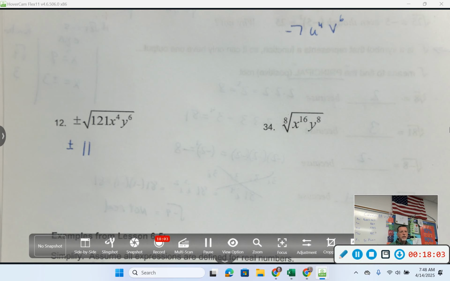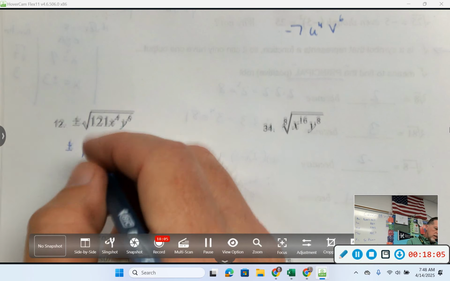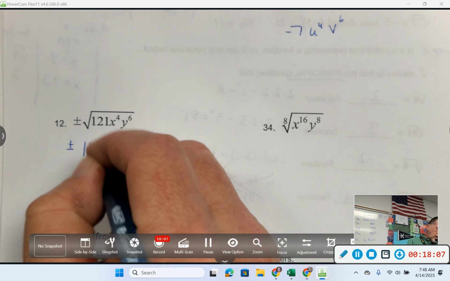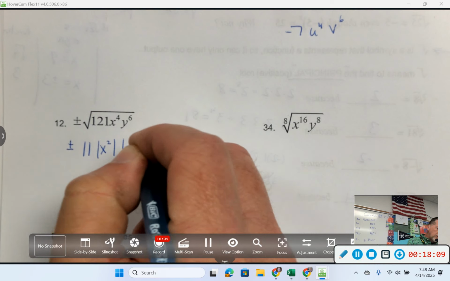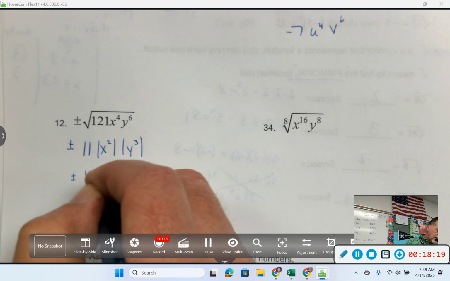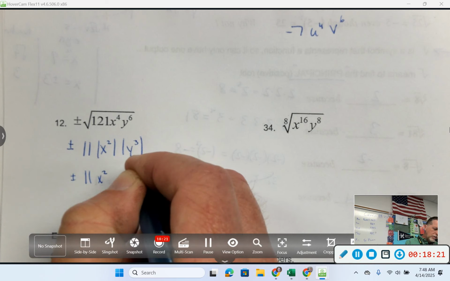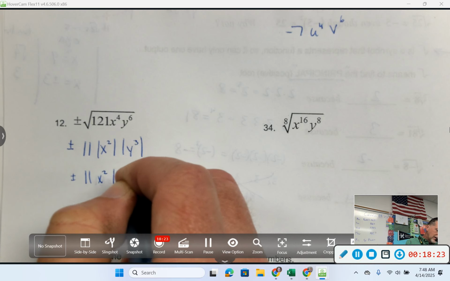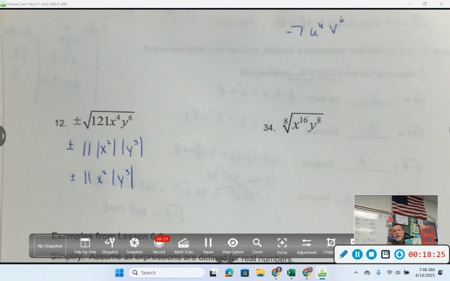Squared y, absolute value y cubed. So I'm starting with absolute values on both of those, and then I'll think about whether they're needed or not. I think that's the safest way to go. So is absolute value needed on x squared? No. Is it needed on y cubed? Yes, because that could end up being negative. We don't want it to be negative, so we'll put the absolute values on there.